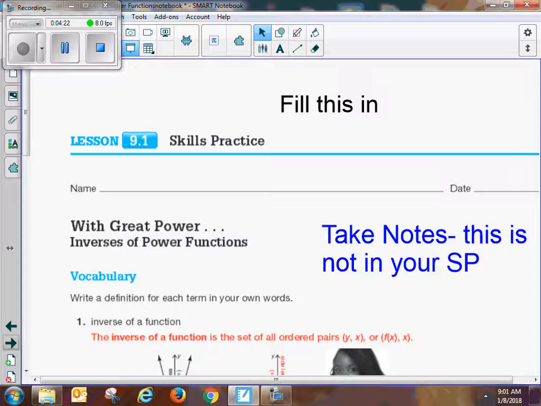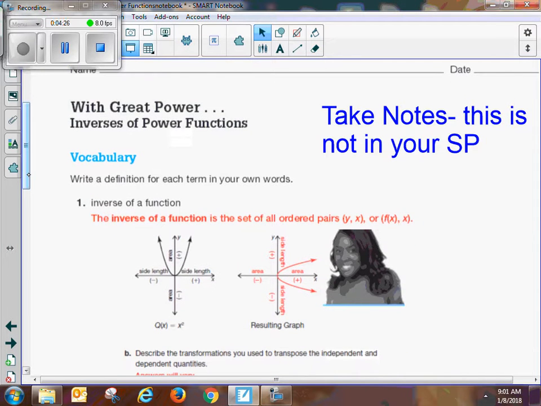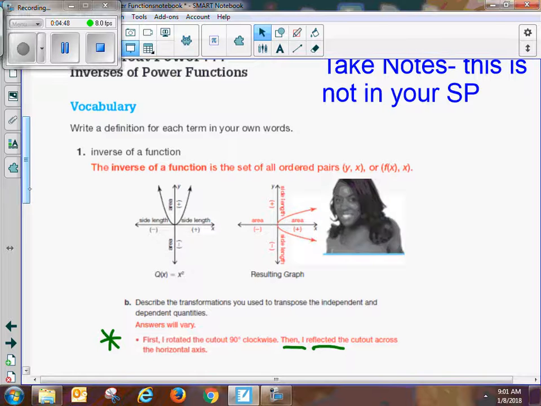Okay. So in your textbook, in your skills practice, I don't make you fill in definitions, but I need to make sure you have the concepts. So this is the very beginning of your skills practice. If you don't have it with you, then just take some good notes so that you have it. So the given here says inverse of a function. The inverse of a function is a set of all ordered pairs, y comma x, or if you prefer, f of x comma x. Then we're going to talk about the picture because that's really, really important. So I need everybody on board with this because it's a fresh start for everybody.